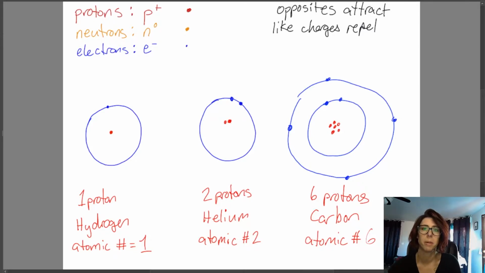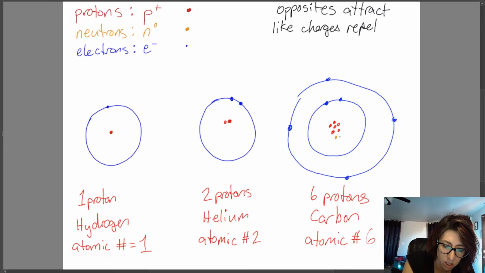So where do neutrons come in? Typically, elements have the same number of protons as neutrons in their nucleus. Not always, but typically. Neutrons have a neutral charge. They don't add any negative or positive charges to anything. They're neutral. All they really do is make the atom heavier. So usually carbon has 6 neutrons because it has 6 protons. Usually helium has 2 neutrons because it has 2 protons. Hydrogen's the one exception. Typically it doesn't carry any neutrons. It can, but usually it has no neutrons.